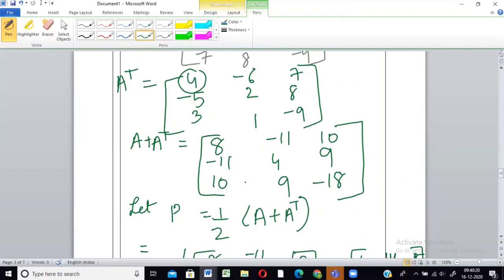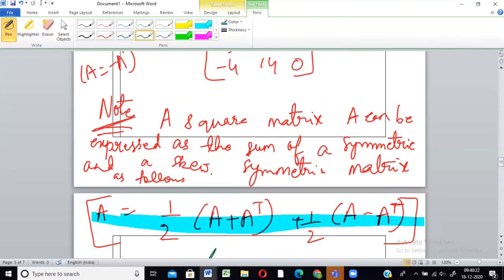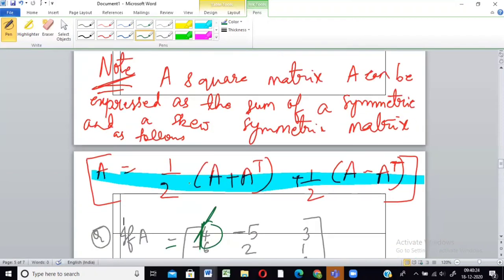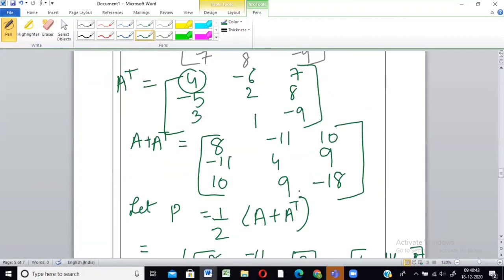What was the initial statement? A should be expressed as the sum of symmetric and skew symmetric, right? So this P, which we assumed, is symmetric. We have proved that, and now we are going to do the same thing and assume this second bracket as some Q, and we will prove that it will be skew symmetric. So that will be symmetric plus skew symmetric.